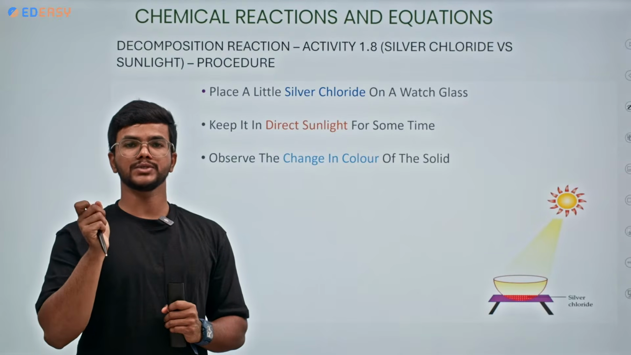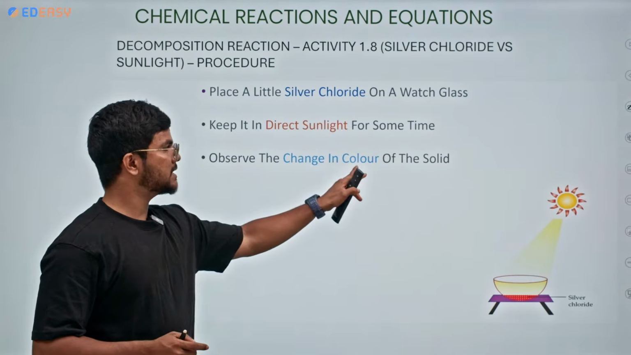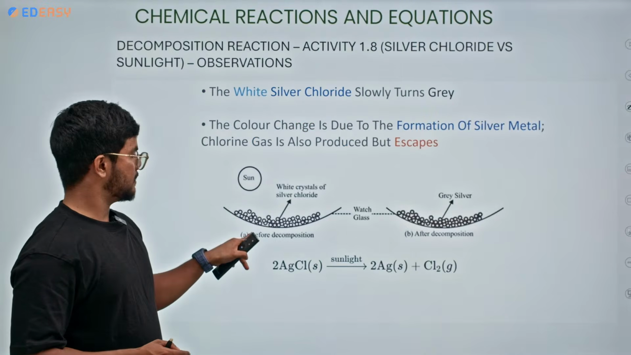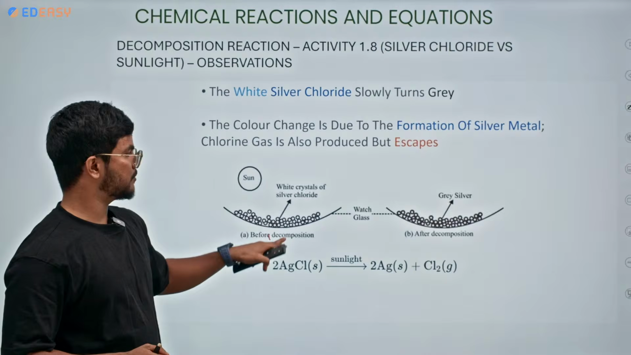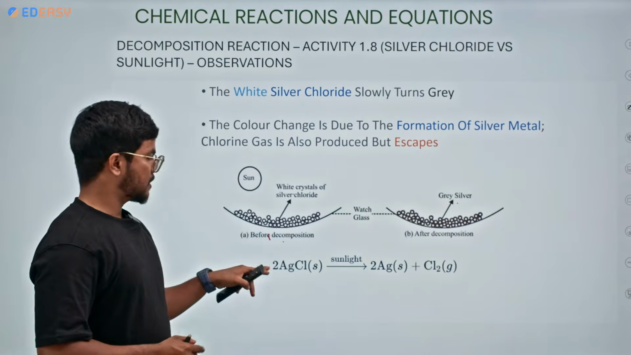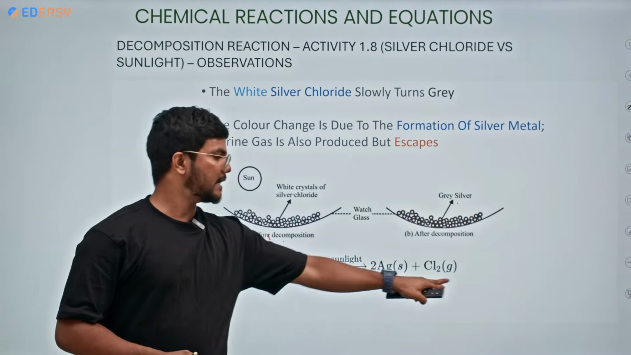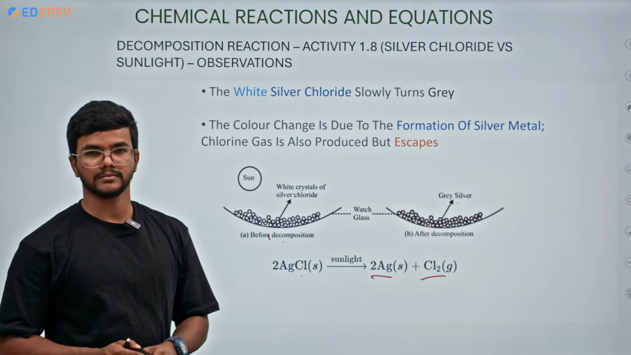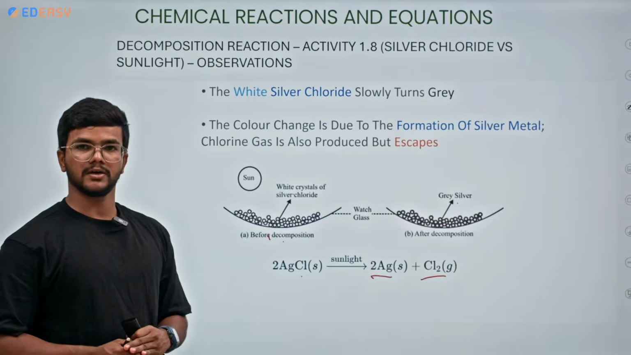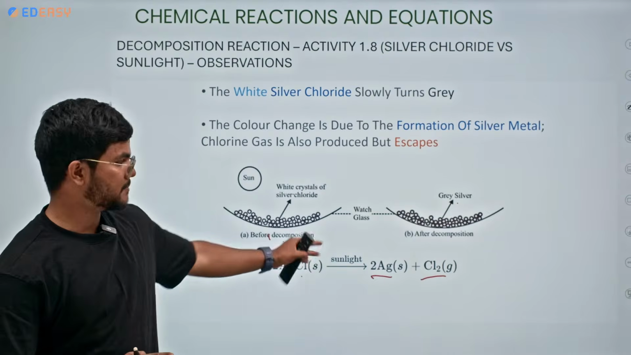AgCl will be decomposed into Ag and Cl in the presence of sunlight. So there will be a change in color. Before the decomposition, white crystals change into gray silver. Why? Because AgCl decomposed into Ag, which is silver in color, and Cl2 gas is liberated. So this is the reaction of silver chloride in the presence of sunlight, and this is the observation.